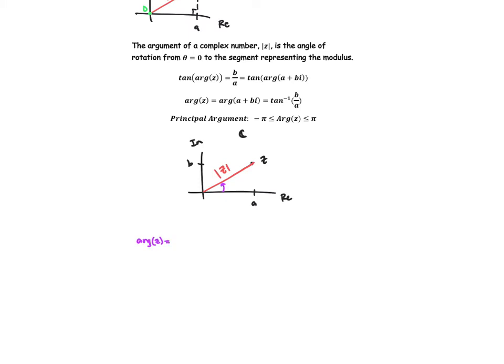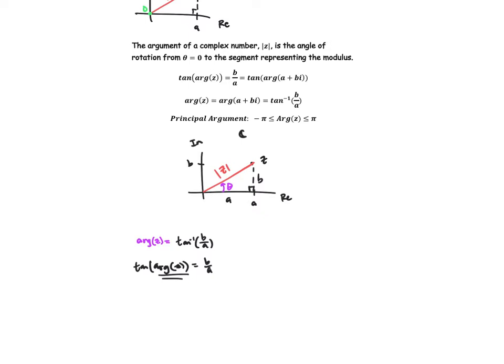The argument of z, if this is b and this is a, of course, will be the inverse tangent of b over a. Or in other words, in more general terms, the tangent of the argument of z is equal to b over a. Of course, we're dealing with right triangles, therefore all right triangle trig applies. Okay, so what is the argument? The argument is simply this angle, sometimes referred to as theta, but typically referred to as argument of z.